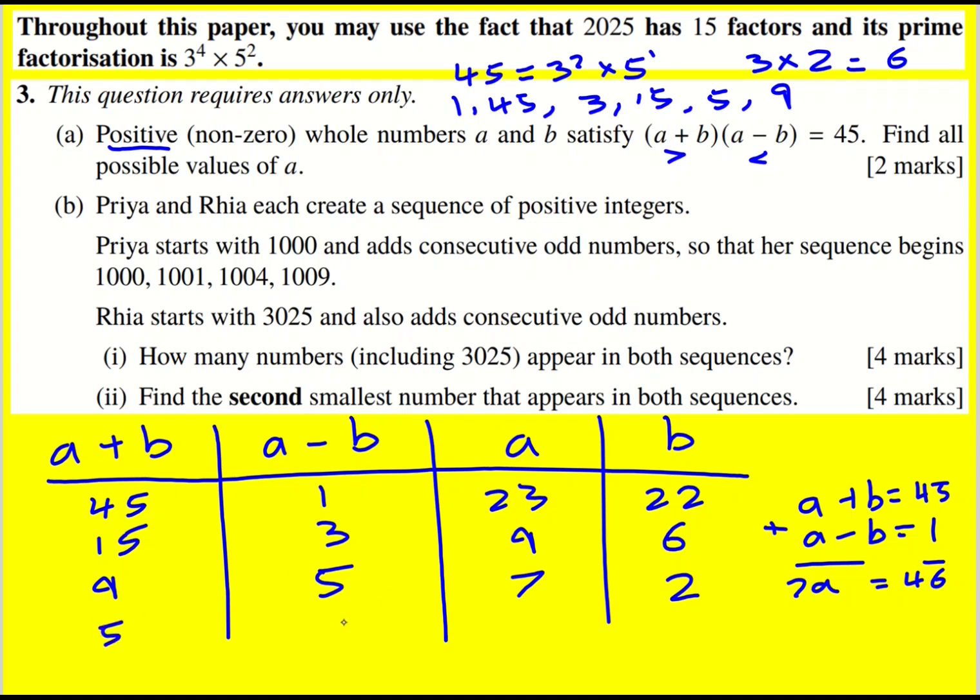Just to say, if I used 5 and 9, then what would I get? a equal to 7 again, but then b would have to equal minus 2. So that's why I don't need to look at any of those. a plus b is the larger one. So, find all possible values of a. Let's just list them: 7, 9, 23.